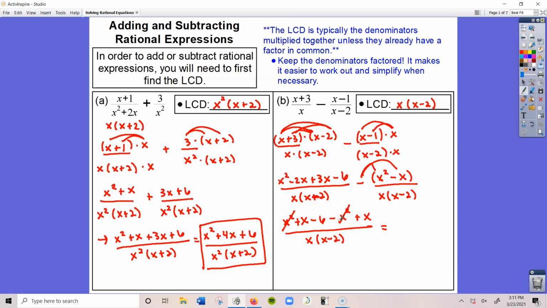These x squareds would cancel. Then we have x plus x, which is 2x, over, 2x minus 6, sorry, I forgot the minus 6, over x times x minus 2. And we can just leave the answer like that. Let's try a couple more.